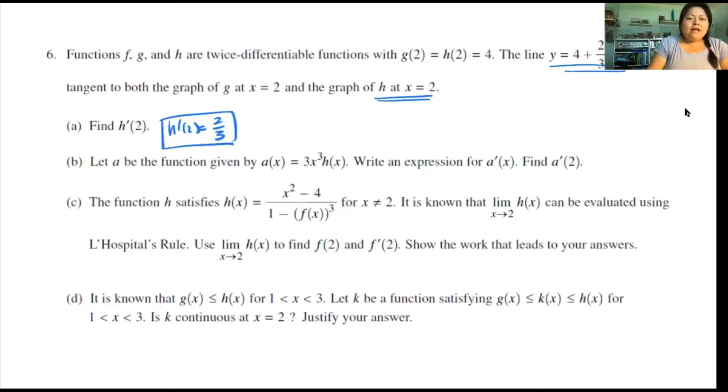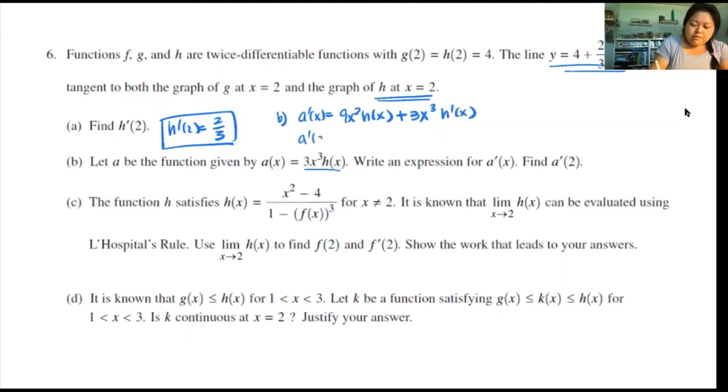Okay, part B. Let a be the function given by a of x equals 3x cubed times h of x. Write an expression for a prime and find a prime of 2. Okay, so I'm going to use this space up here. So a of x is defined as this product, so to find a prime, you're going to have to use product rule. So a prime of x equals the derivative of 3x cubed, that's 9x squared, times h of x, plus 3x cubed times h prime of x.